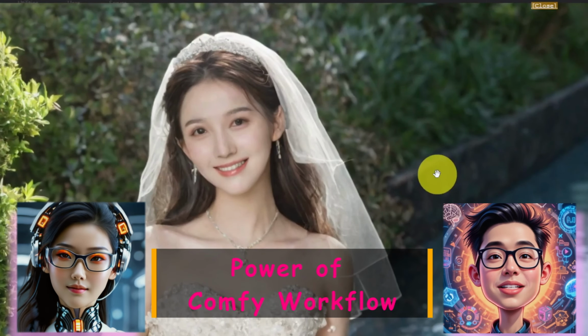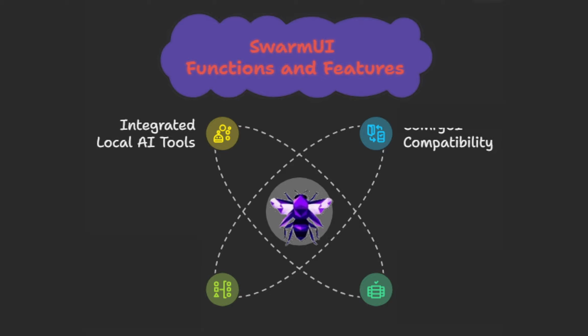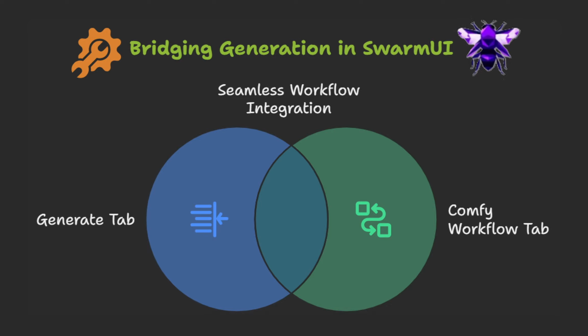For those really specific demanding tasks, it's not just about making it easy, but making it possible to do complex things locally without the usual headaches of fragmented AI tools. Swarm's deep compatibility with ComfyUI means you can load any custom workflow, build intricate node workflows from scratch, all within the SwarmUI environment. So we have the Easy Generate tab and the powerful Comfy Workflow tab. But what if I want to further enhance the Generate tab settings like my previous inpainting work, and then dive deep into its settings in ComfyUI, or vice versa, build a complex workflow and then make it easy to reuse? Is there a bridge between these two worlds?